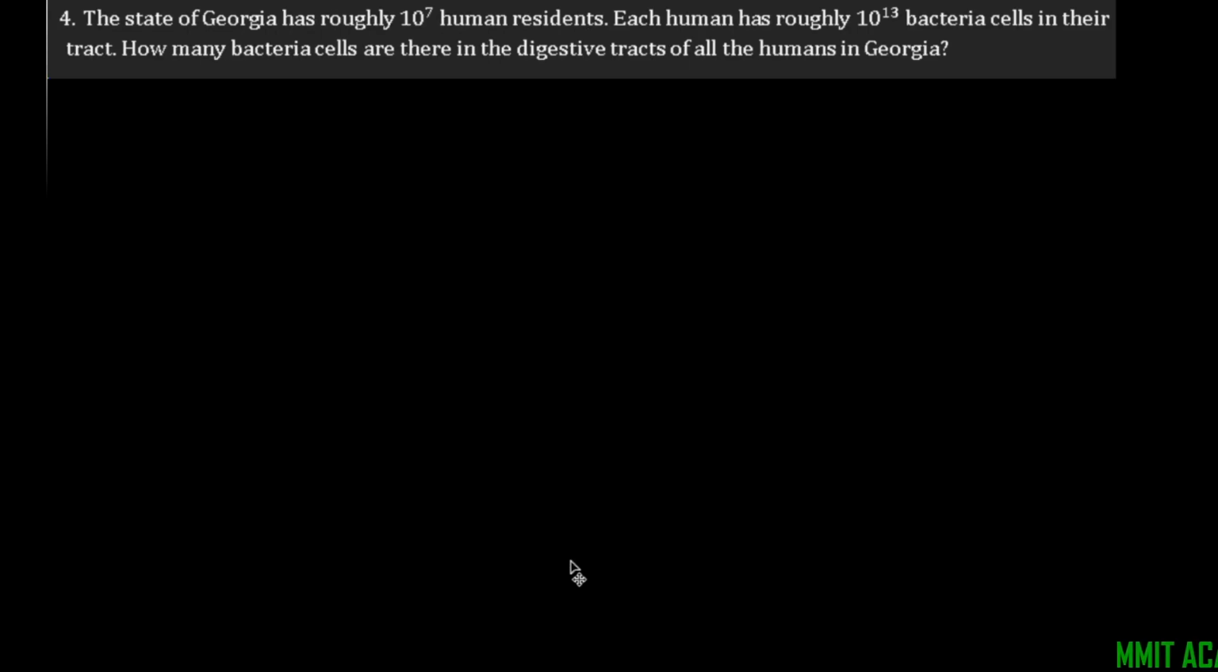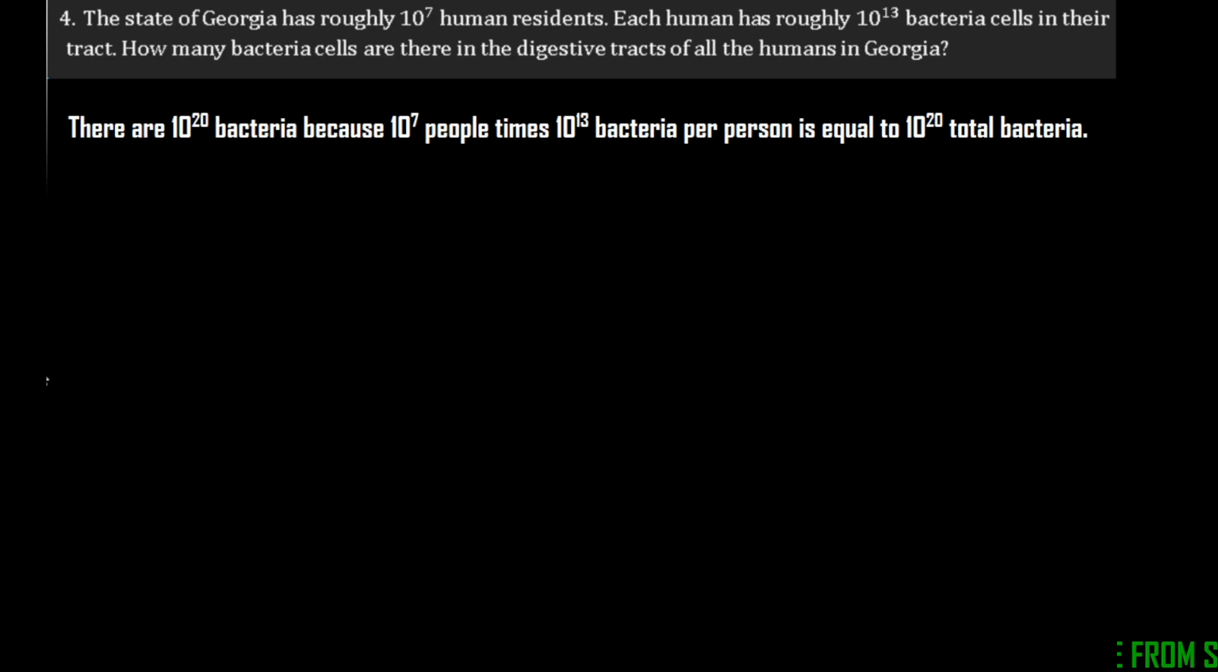Then at the very bottom, last little question before you turn to the back, it says the state of Georgia has roughly 10 to the 7th power human residents. Each human has roughly 10 to the 13th power bacteria cells in their tract. How many bacteria cells are there in the digestive tracts of all humans in Georgia? So again, this is just estimating, but if we multiply those two numbers together, we can say there are 10 to the 20th bacteria, because 10 to the 7th people times 10 to the 13th bacteria per person is equal to 10 to the 20th power total bacteria.